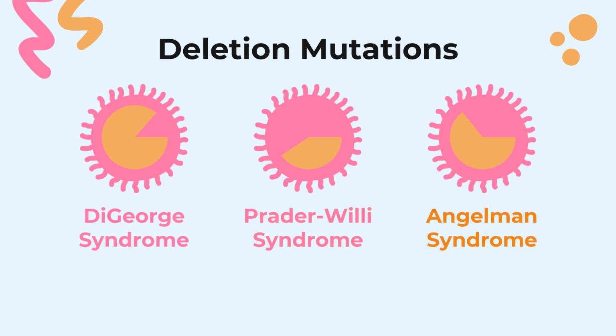And lastly, that we'll be looking at is Angelman syndrome. It's a deletion mutation that's also in chromosome 15, but this disorder leads to severe intellectual disability and delays, balance and locomotion issues.